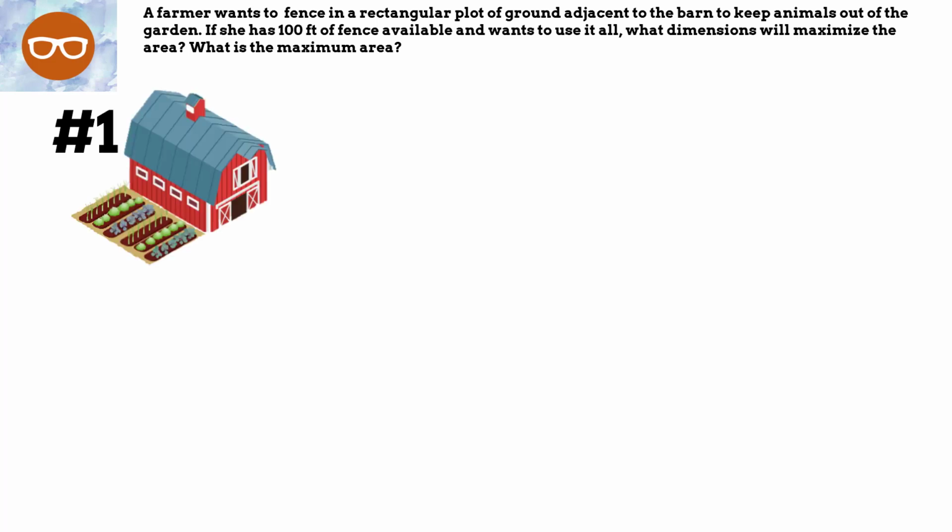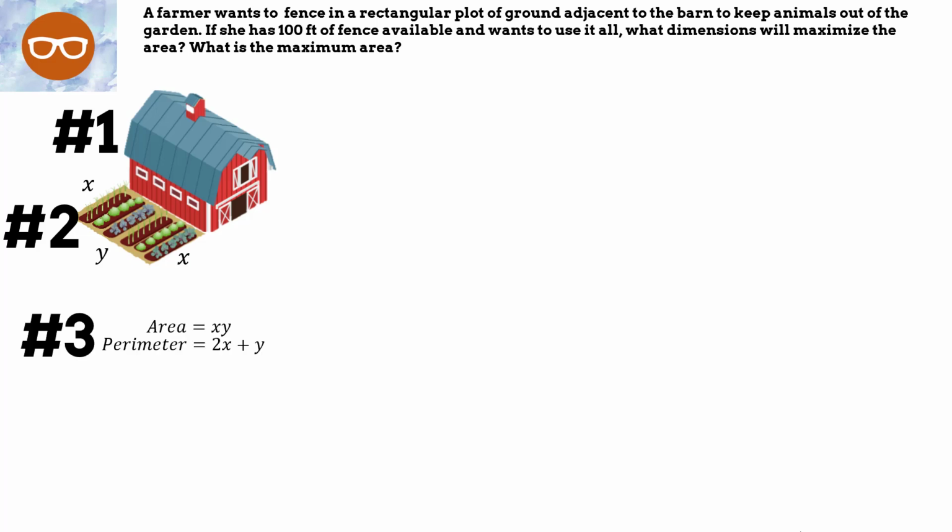A farmer wants to fence in a rectangular plot of ground adjacent to the barn to keep animals out of the garden. If she has 100 feet of fence available and wants to use it all, what dimensions will maximize the area? What is the maximum area? So the first thing we have to do is draw our picture. The second thing we need to do is put in our variables. Now it doesn't matter if you have a y and an x. You could use m's and l's or whatever.